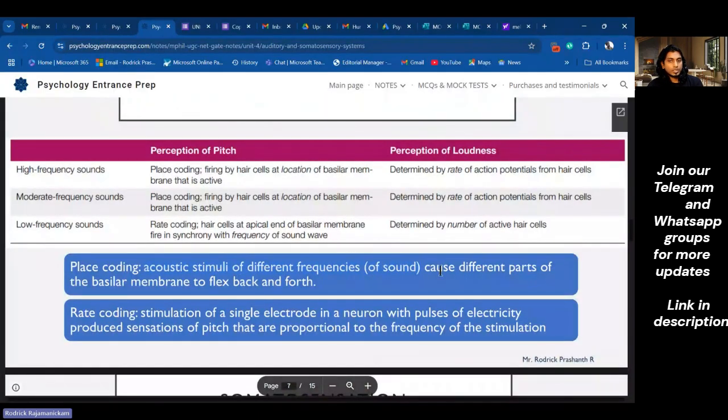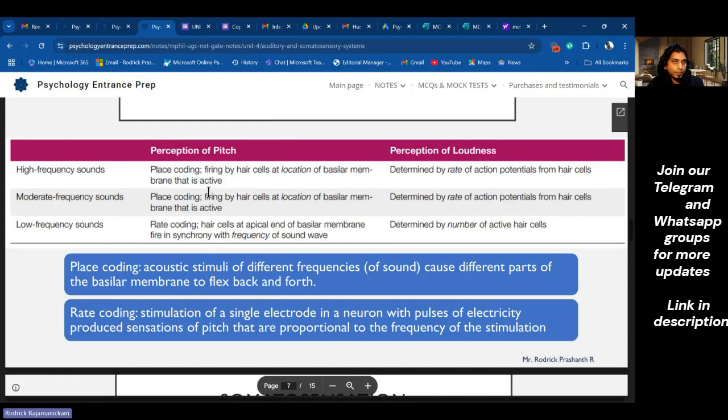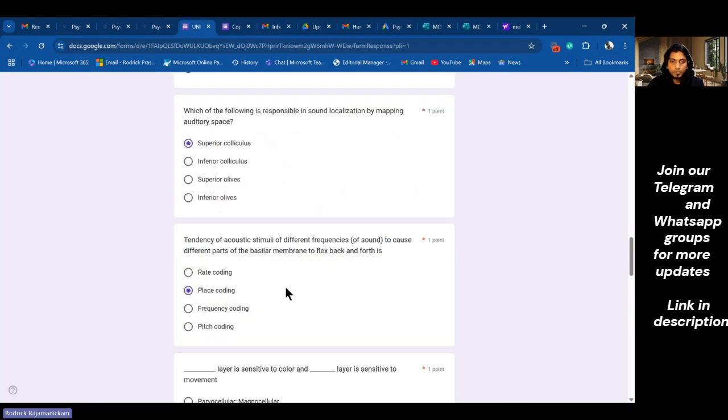Acoustic stimulus of different frequencies causing different parts. So that is basically place coding. Higher frequency sounds are identified and picked up by hair cells at a particular location of the basilar membrane, and low frequency sounds at the other end of the basilar membrane, because of the differences in hair size. They are more sensitive to picking up either higher or lower frequency sounds, and they are placed in a particular order within a particular location of the basilar membrane. So this would be place coding, right?